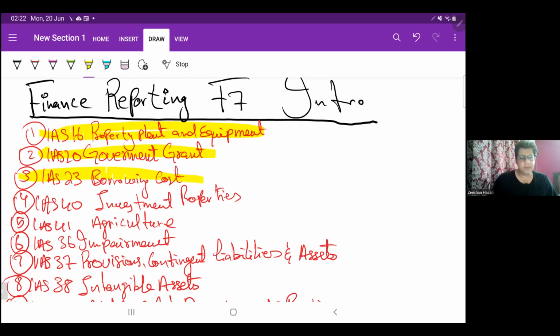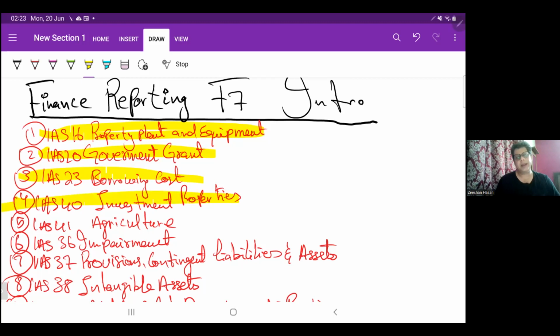Then we will move to the other topic, that is IAS 40, investment properties. What are investment properties? What is the recognition criteria? What is the measurement criteria? What is the cost model and its treatment? What is the fair value model and its treatment? What if we have to switch from cost model to fair value model, or fair value model to cost model? And some little bit of consolidation scenarios for the investment properties. Then we will be done with it.